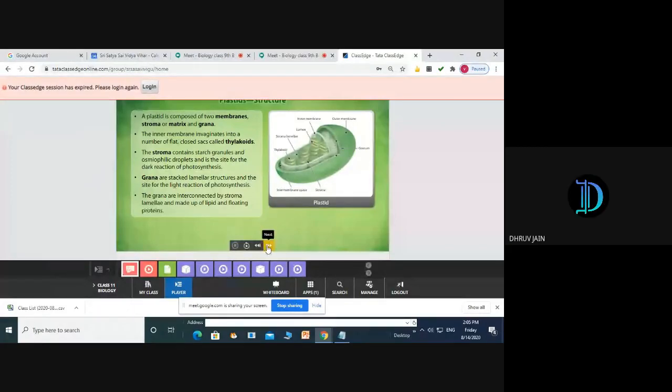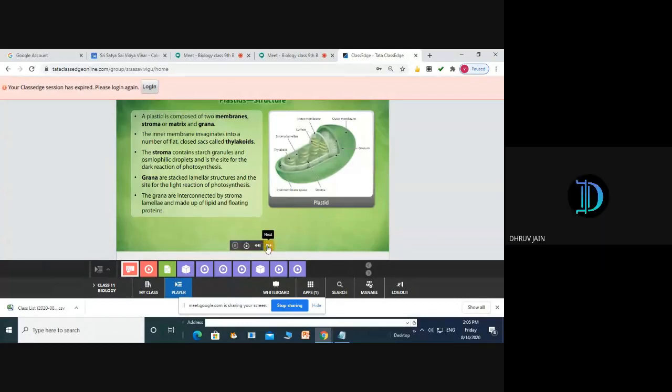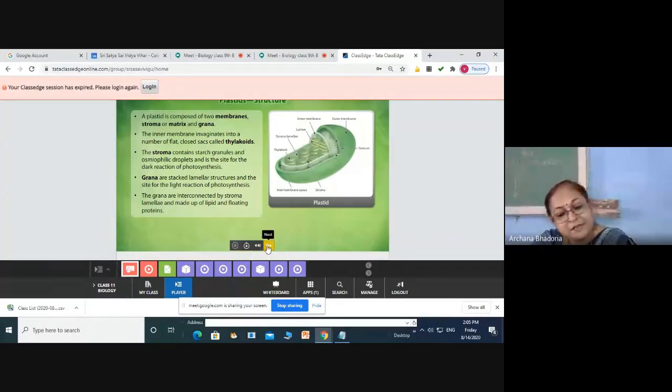Yes, ma'am. What was the matrix? Matrix is the fluid which is filled inside the mitochondria. That fluid contains the enzymes, and that fluid has the DNA and the ribosomes. Just try to understand, like inside a cell, the cell is bounded by the plasma membrane and then inside the cell you find the fluid is filled which you call the cytoplasm.